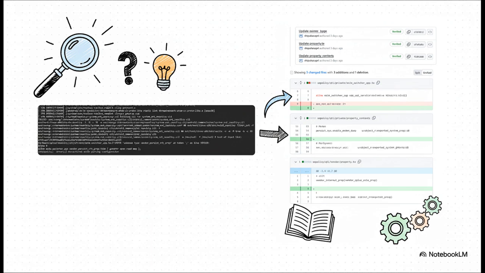Now, the error itself looks like total gibberish, right? But if you just copy and paste that line into a search engine, you'll almost always find what's on the right, the exact GitHub commit that fixes it. A lot of the time, it's just a simple one-line change.